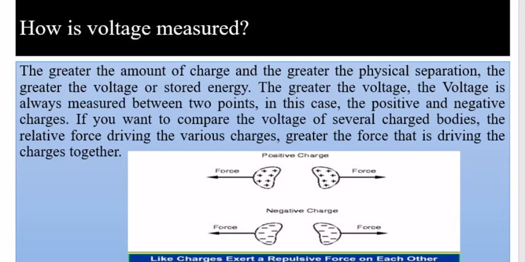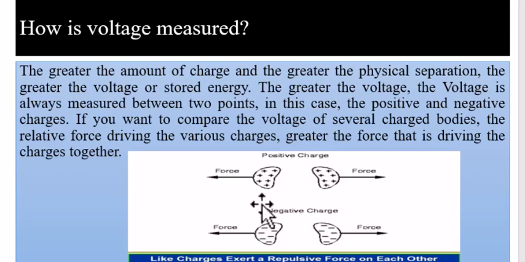How is the voltage measured? The greater the amount of charge and the greater the physical separation, the greater the voltage or stored energy. Voltage is always measured between two points, in this case the positive and negative charges. If you want to compare the voltage of several charged bodies, consider the relative force driving the various charges: the greater the force that is driving the charges together, the greater the voltage.